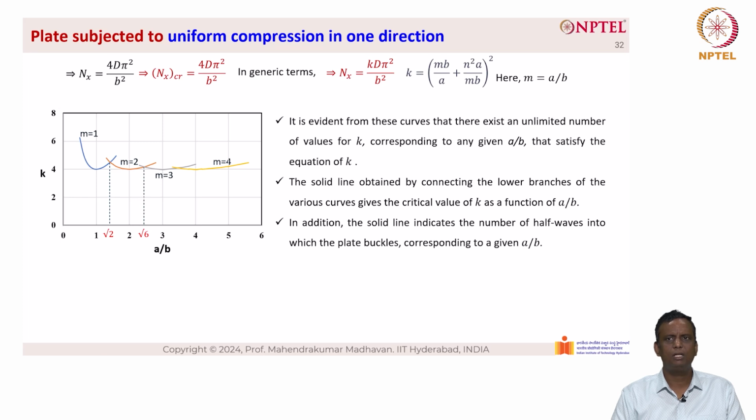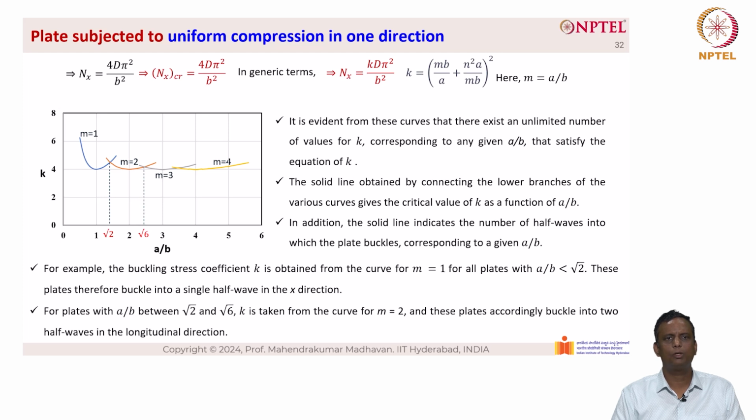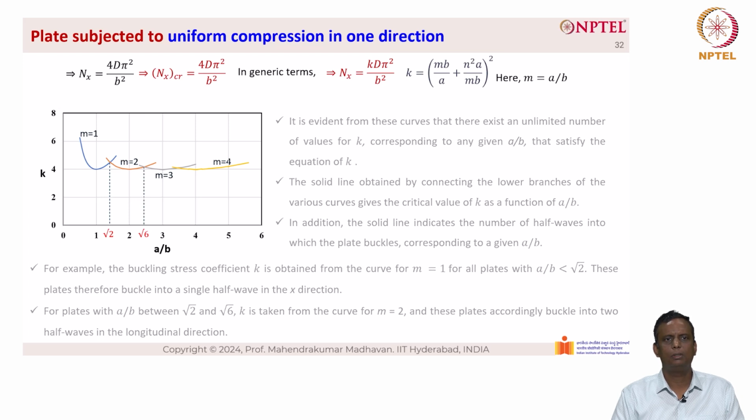In addition, the solid line indicates the number of half sine waves into which the plate buckles corresponding to a given a by b. For example, the buckling stress coefficient k is obtained from the curve for m equal to 1 for all plates with a by b less than root 2. These plates therefore buckle into a single half sine wave in the x direction. For plates with a by b between root 2 and root 6, k is taken from the curve for m equal to 2, and these plates accordingly buckle into two half sine waves in the longitudinal direction, as you can see from the picture above.